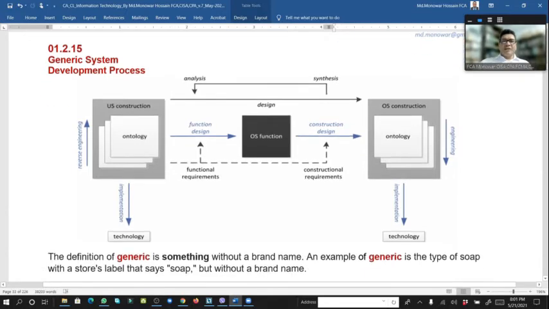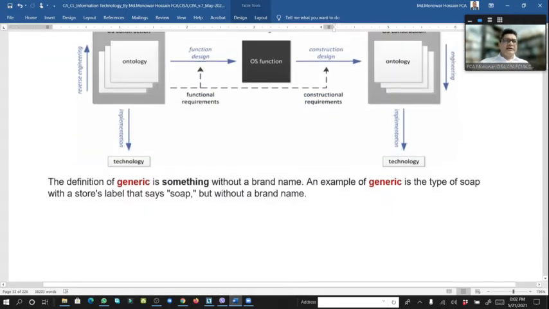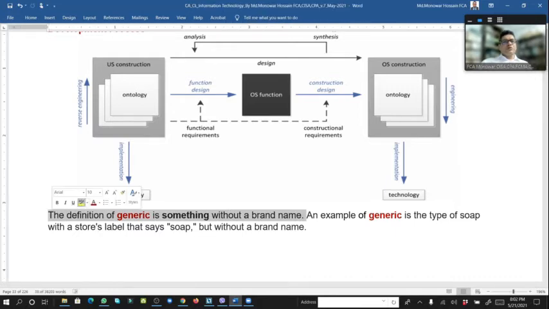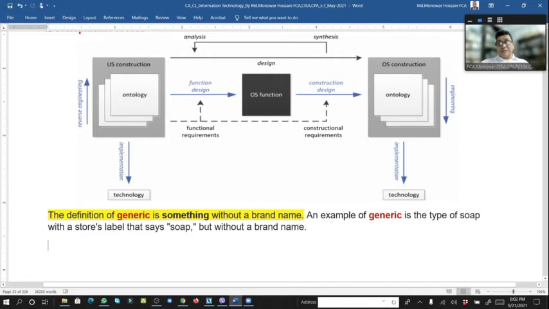Generic system development process. Here the definition of generic is something without a brand name. What is generic? That means general, applicable for everyone. The definition of generic is something without a brand name. An example of generic is the type of soap with a store label that says soap but without a brand name.